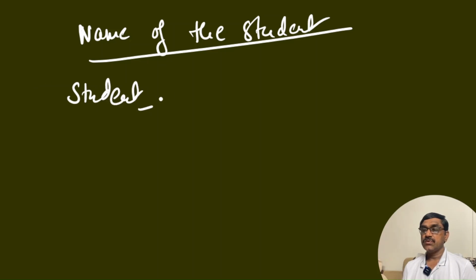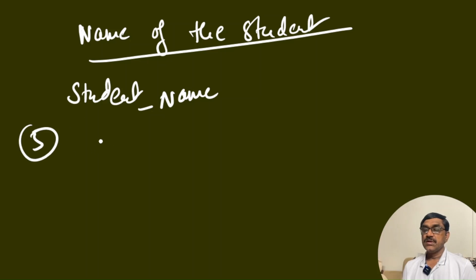I can use student underscore name. This is a shortcut name, a short name. At the same time, it describes name of the student, or we can say it is very easy to understand that this is the student name. This means it is descriptive, and at the same time the variable name is very short. This is about the fourth rule.